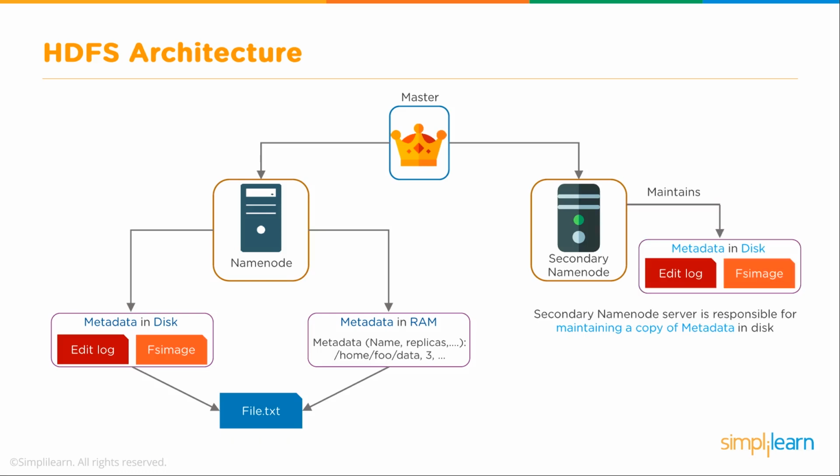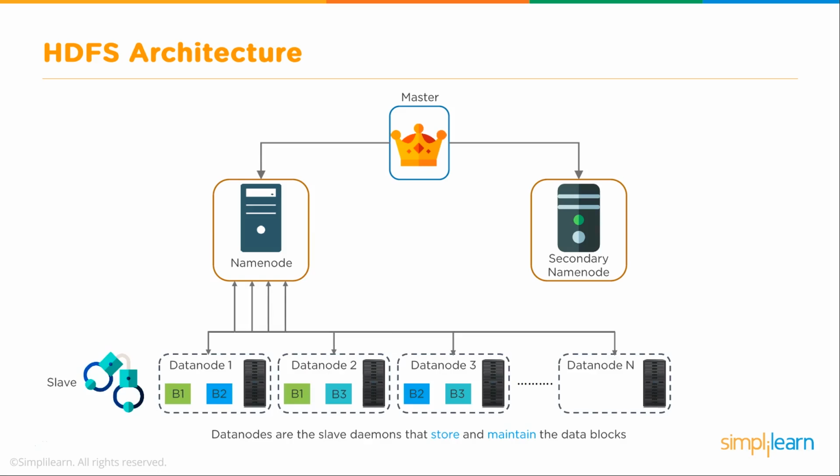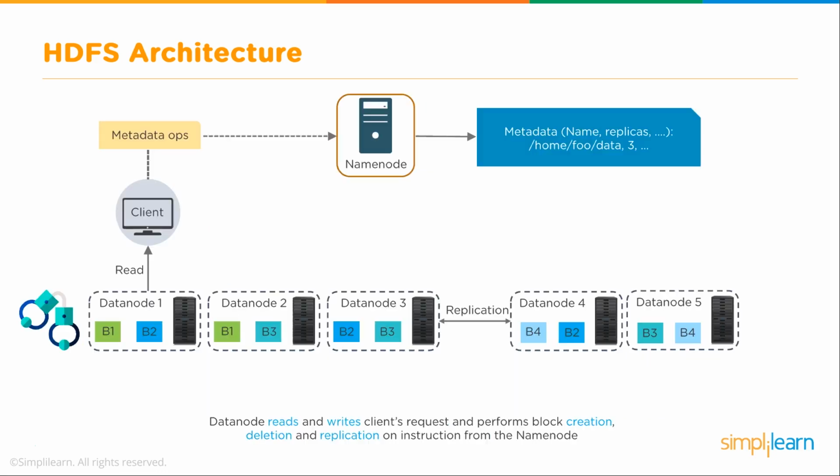And so when we look at the secondary name node, it again has the edit log and the FS image. So the secondary name node server is responsible for maintaining a copy of the metadata in disk. And we dig a little deeper here as far as terminologies. We have slave, that's your data nodes. Data nodes are the slave daemons that store and maintain the data blocks.